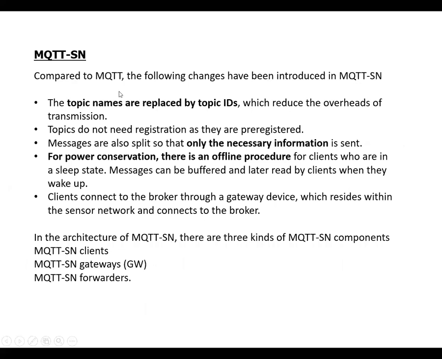And compared to MQTT, the following changes have been introduced in MQTT-SN. Number one, the topic names are replaced by topic IDs. So in MQTT, we were using topic names, but now we are using topic IDs. And you know the numeric processing is faster than the text messages.